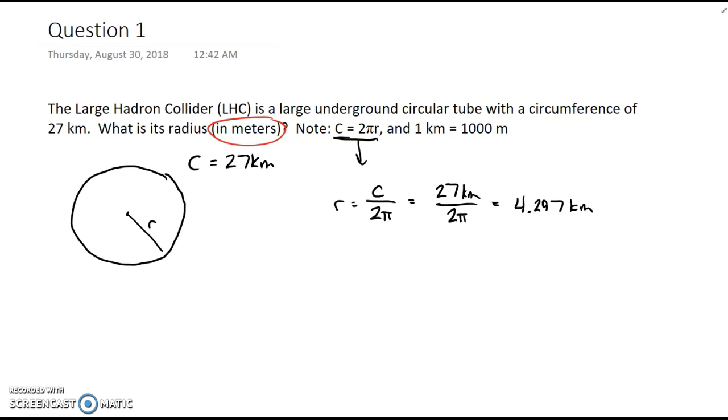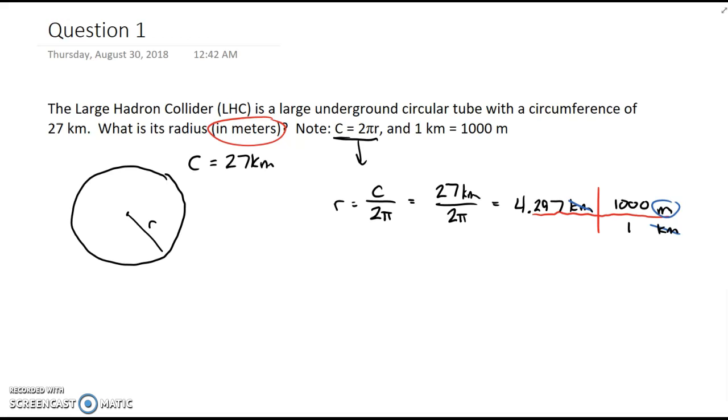I could have converted 27 kilometers to meters initially, or I can convert it at the end. And I'm just going to create a fence post. Now, most of us hopefully can understand that it's just a simple metric conversion where we can move a decimal, but really all we're doing when we move a decimal is we set up a fence post, and we want to end up in meters, and we want to get rid of kilometers. And I know that there are 1,000 meters in 1 kilometer. And using this fence post method, I can cancel kilometers, and I'm left with a unit of meters.